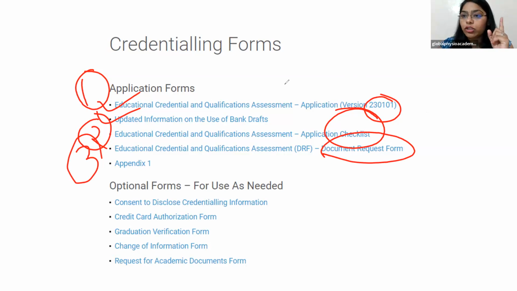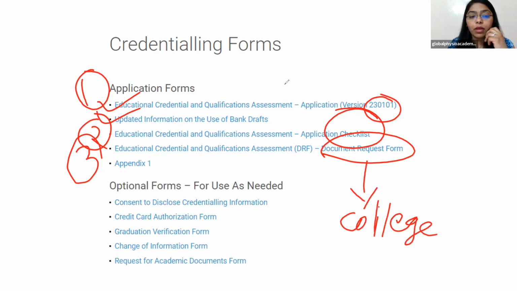Okay. So the first form is the educational credential qualification assessment. The second form is the application checklist. Third is the document request form that has to be filled by the college. So these are the total three forms.